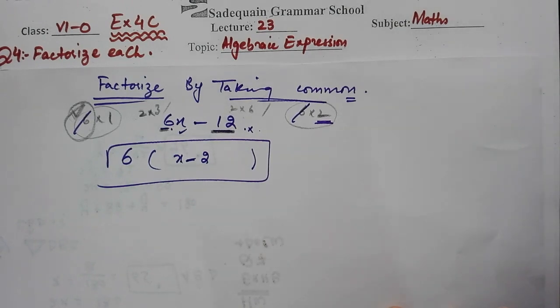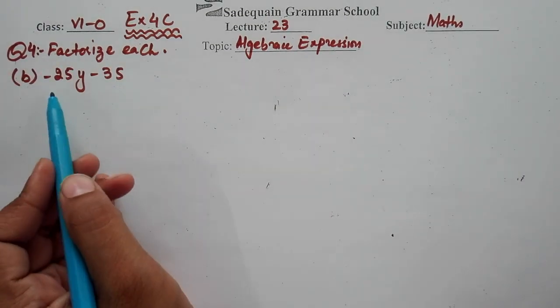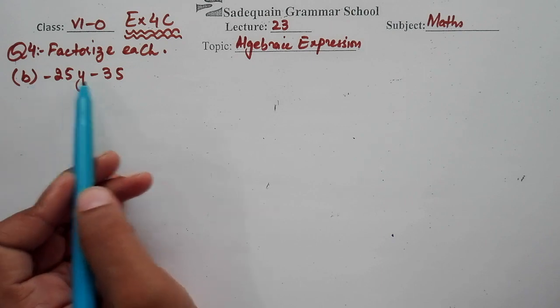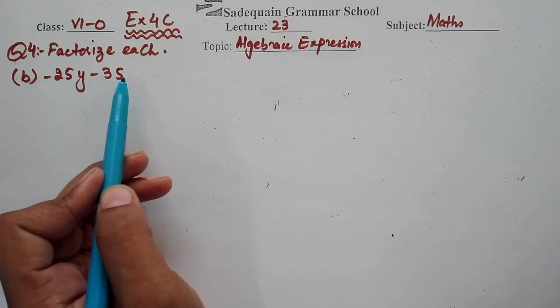Okay, so let's start and do the questions from the exercise. Now look at the question here. Question number 4, factorize each. What have we been given? Minus 25y minus 35.